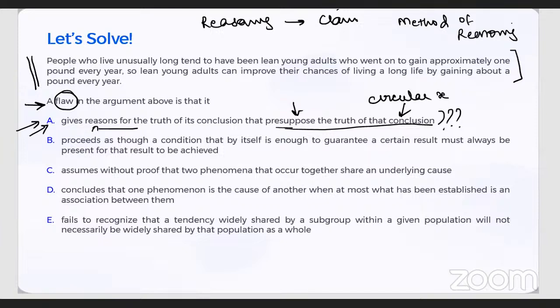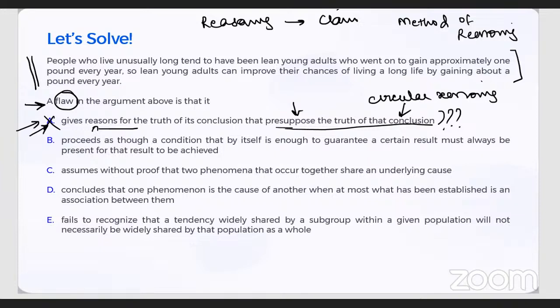Please feel free to read up on circular reasoning. This is something you see very often in logical reasoning. But in simplified words, it is saying that the argument is assuming that the conclusion is already true without giving any new evidence. However, this is not what is happening. The argument is presenting evidence that lean young adults gain weight and is using this to support the conclusion. So the issue is not about any presupposition or anything of that sort, but it's a misunderstanding of the relationship between weight gain and longevity. This is what makes option A wrong.